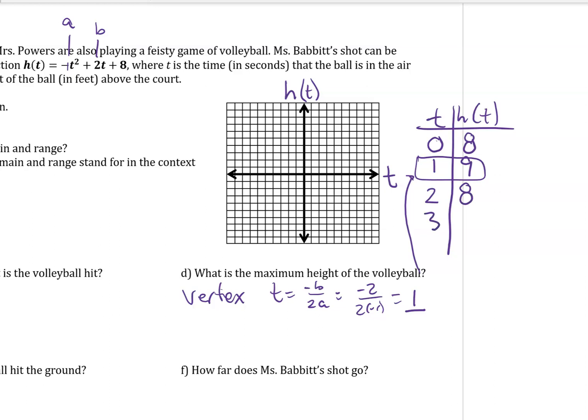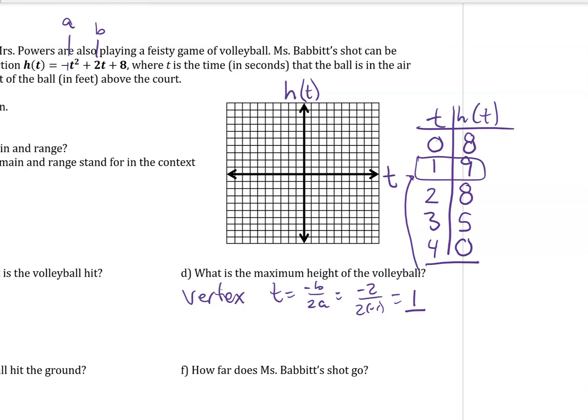Then we'll put in 3 for t. T squared is 9. -9 plus 6 is 7. Correction. -9 plus 6 is -3. Plus 8 is 5. Then we'll put in 4. T squared, 16. Negative 16 plus 8 is 0. It has now hit the ground.